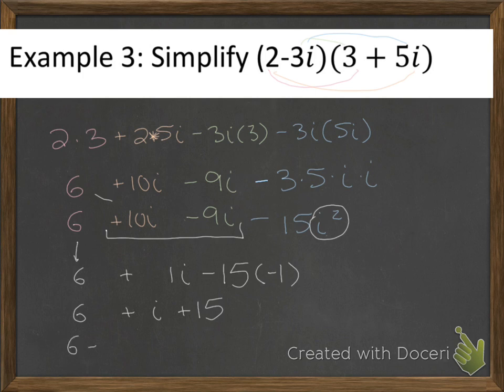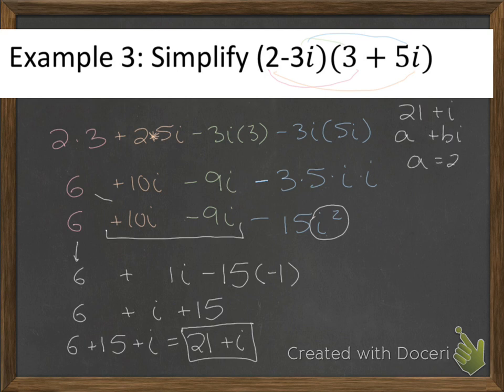Why? Because we actually now have two real numbers. We have a 6 and a 15, and we need to combine them. Remember, our answer should be in the form a plus bi. If you have more than just one real part and one imaginary part, you're probably not done. So 6 plus 15 is 21, and then i is just i. So we have 21 plus i. If this is in the form a plus bi, that means a is 21 and b, the coefficient of i, is just 1. So that would be our final answer.